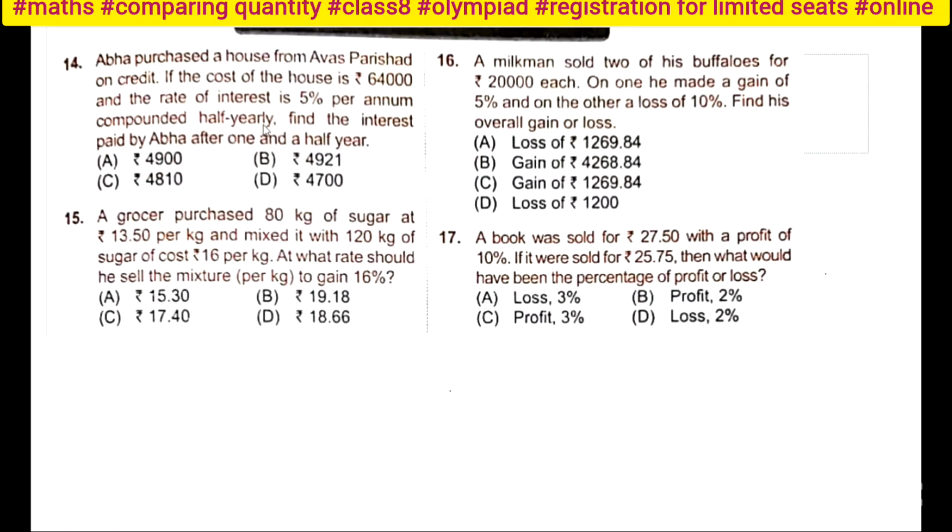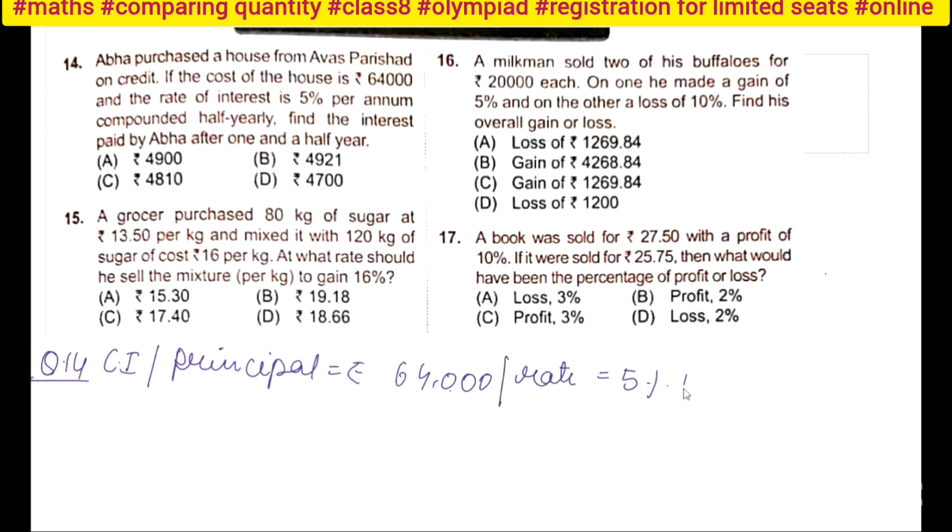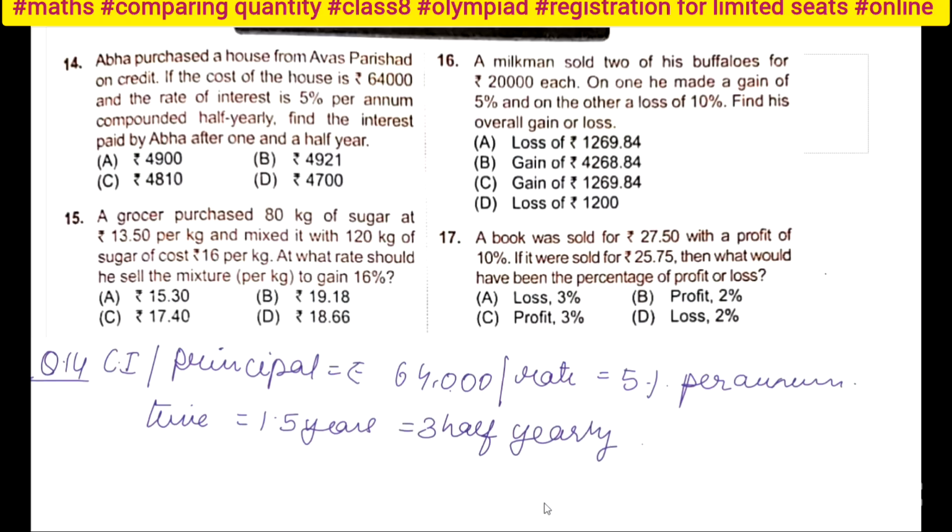Question number 14, they are saying that we have to apply compound interest first. Second thing, they have given the principal, and the amount of principal is 64,000. The rate is 5% per annum, compounded half yearly. Time is 1.5 years, so we have three half yearlies. So the rate per half year will be 2.5%.